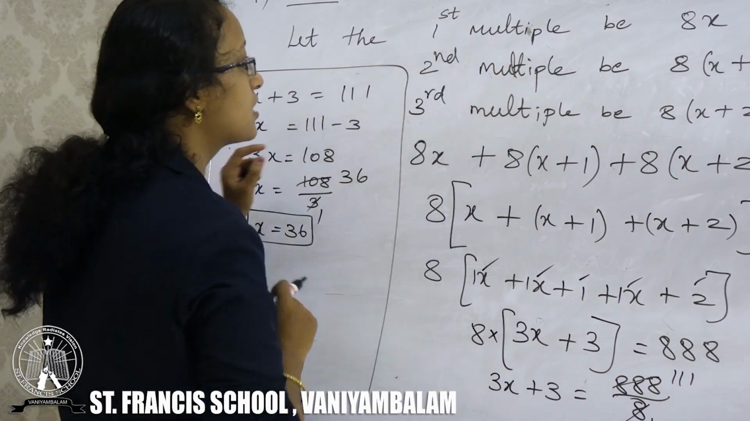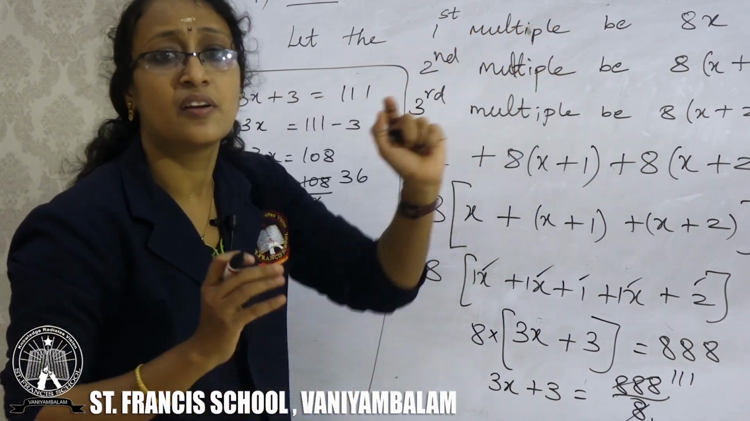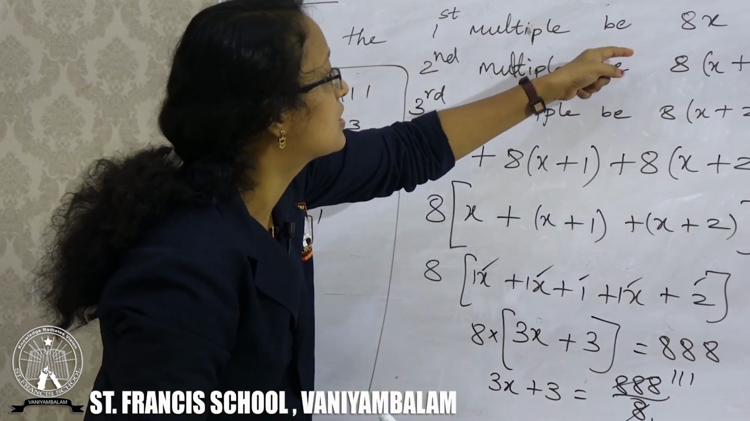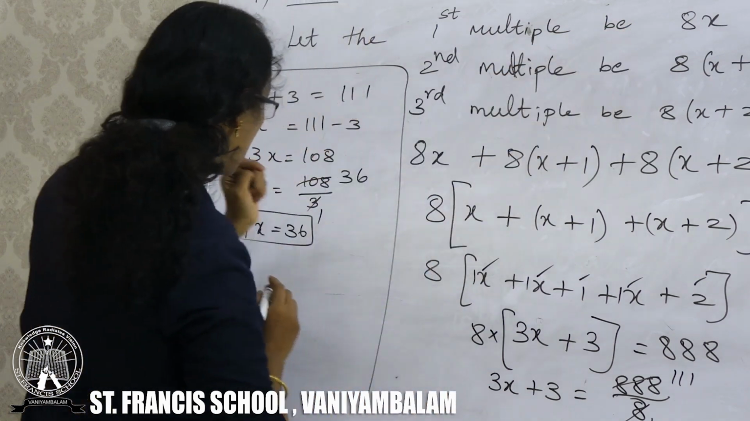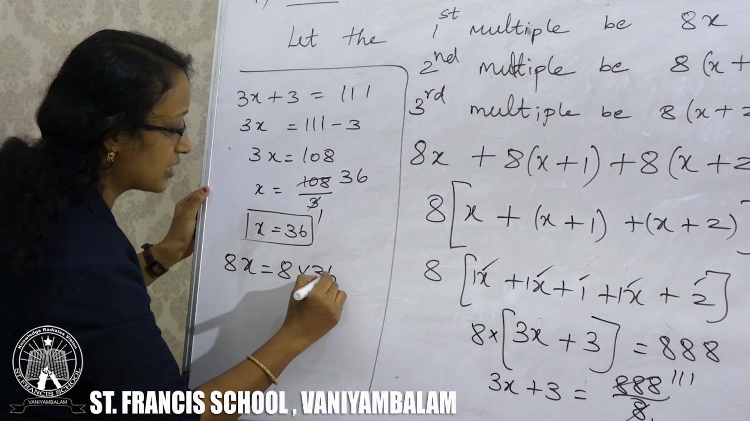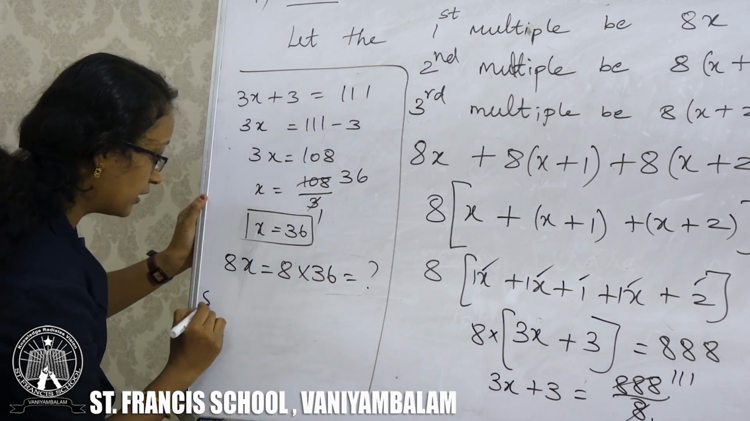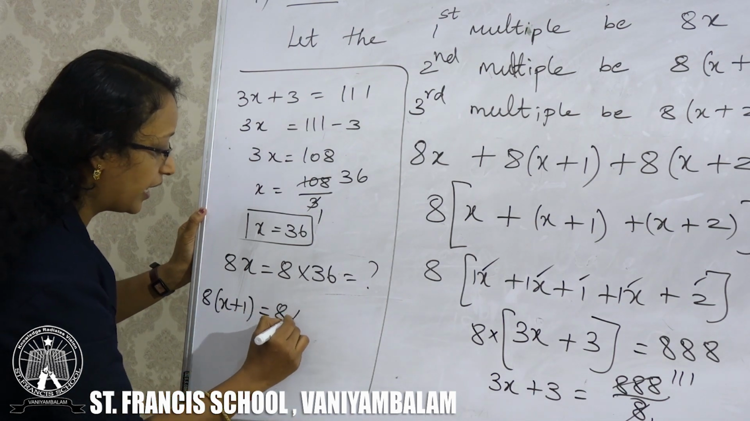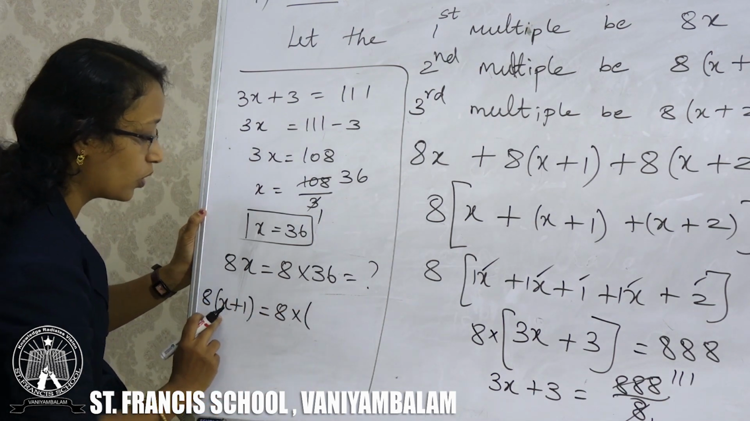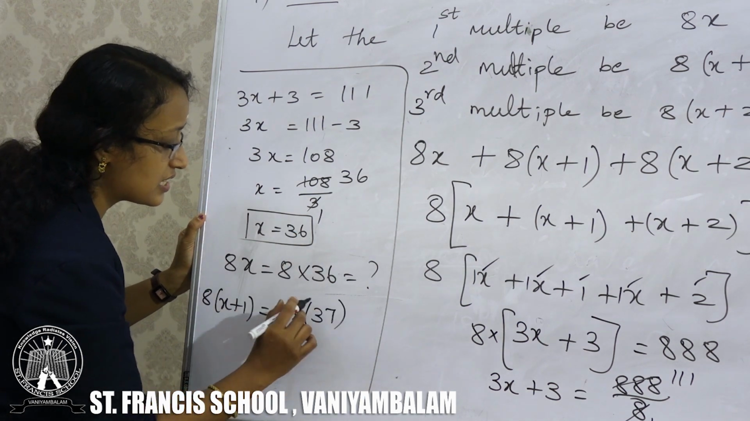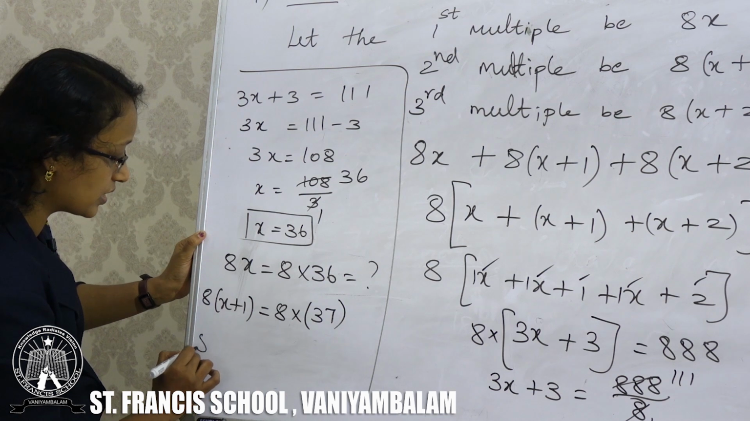What is your x? It is given in the question, find the multiples. So what are your multiples? First multiple is 8x and the second multiple is 8 into x plus 1. What is your x? 36. So 36 plus 1 is 37. Multiply this, 8 into 37.